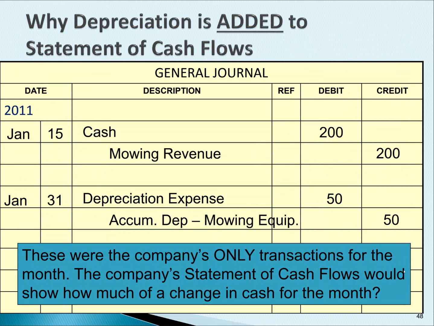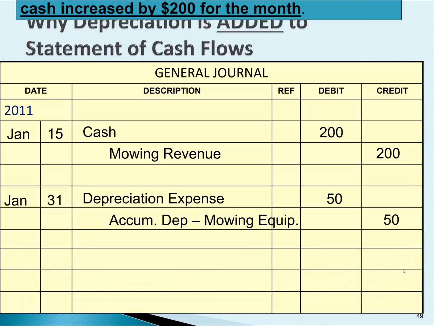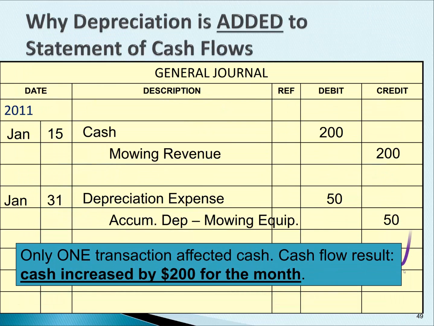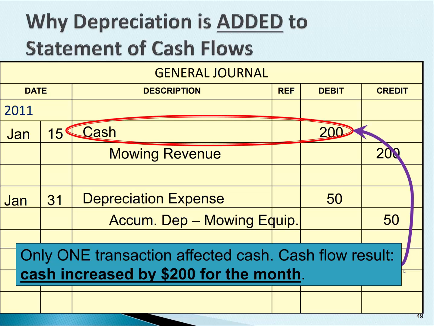All right, these were the company's only 2 transactions. We're trying to keep it simple here. Now, the company's statement of cash flows would show how much of a change in cash for the month if these were the only 2 transactions? Well, that's simple. The only cash transaction on this journal page was cash going up, $200. So cash flow was positive $200. And since this came from mowing revenue, this would go in the operating section.